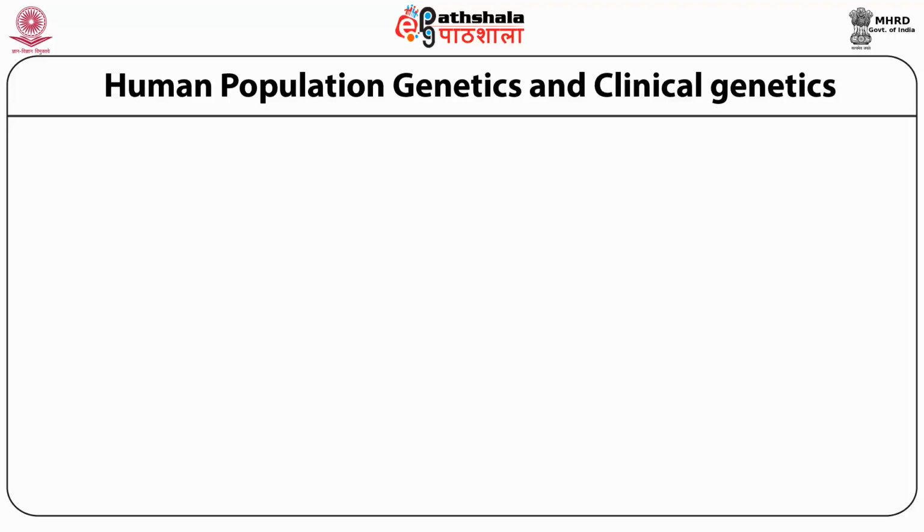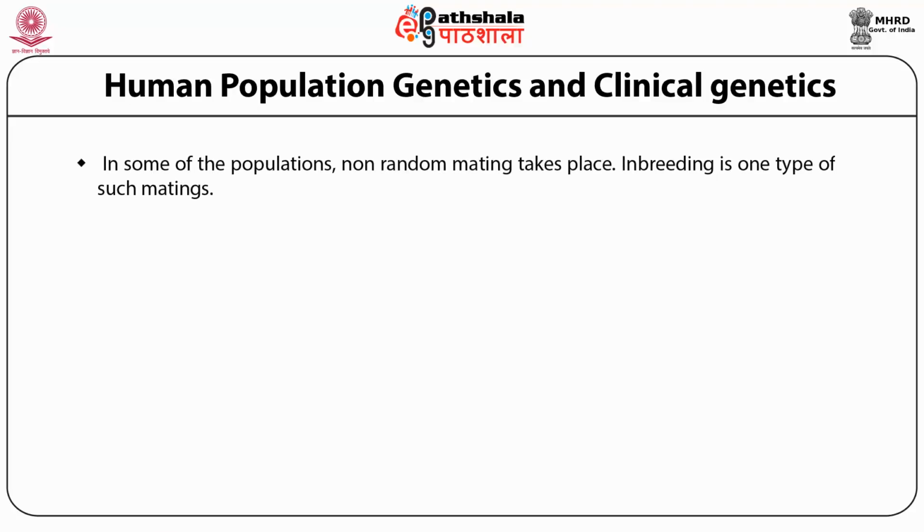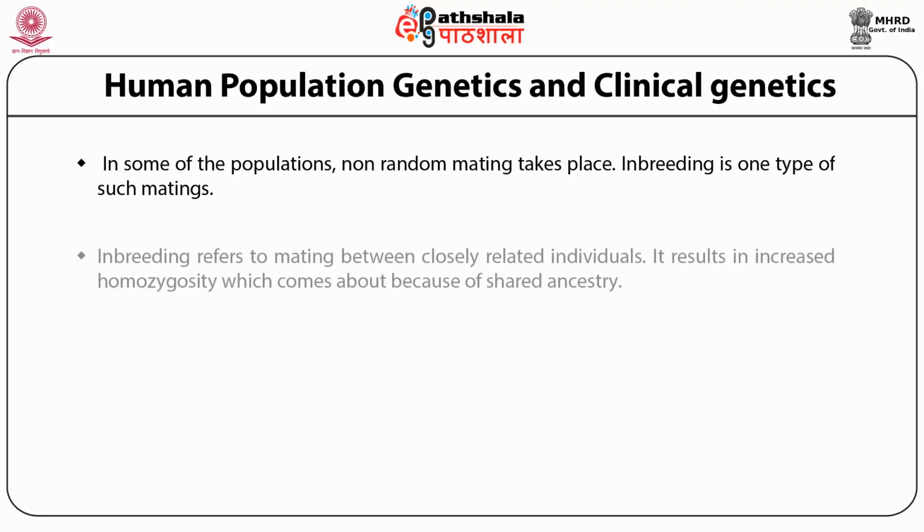The use of population genetics theories for clinical purpose is well known through genetic counseling and genetic screening methods. In some of the populations, non-random mating takes place. Inbreeding is one such type of mating. Inbreeding refers to mating between closely related individuals. It results in increased homozygosity, which comes about because of shared ancestry.